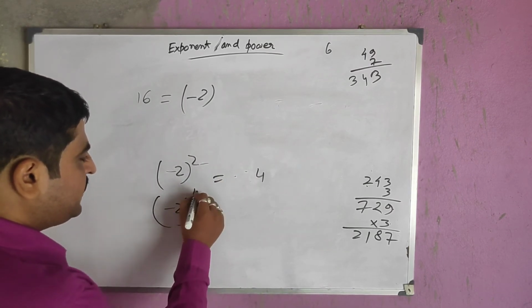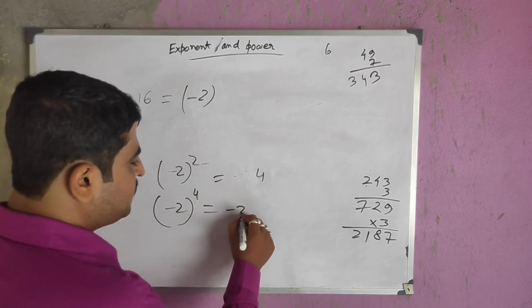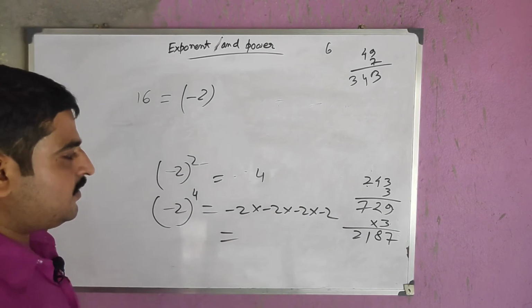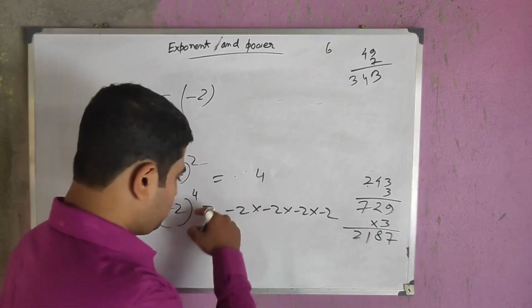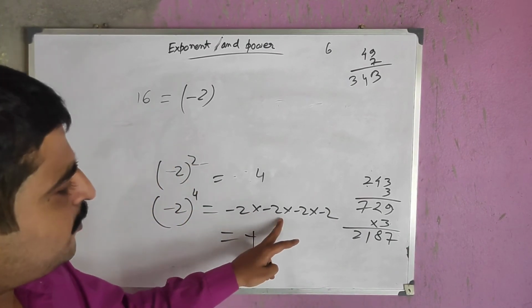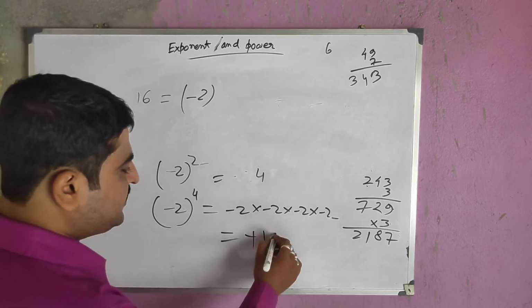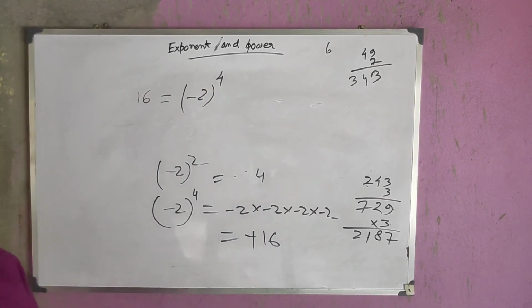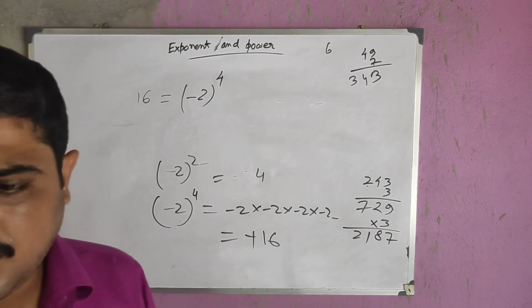Then next even number is 4. So minus 2 into minus 2 into minus 2 into minus 2. So plus will come only. 2 2s are 4, 4 2s are 8, 8 2s are 16. So you see 16 we can write in terms of minus 2 to the power 4.